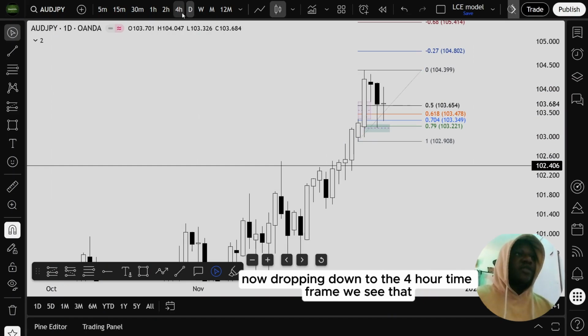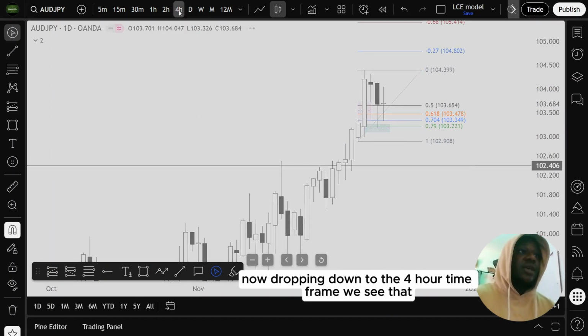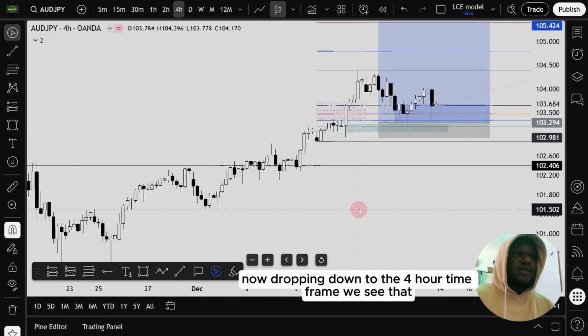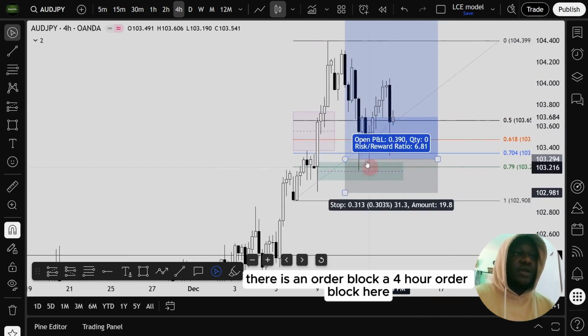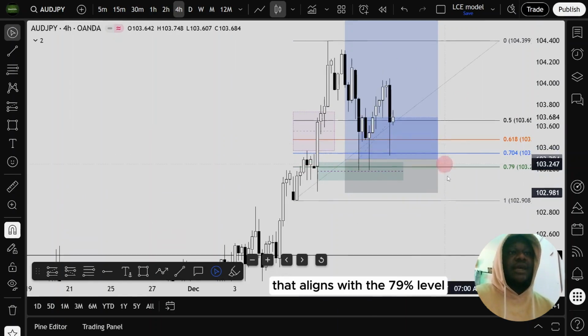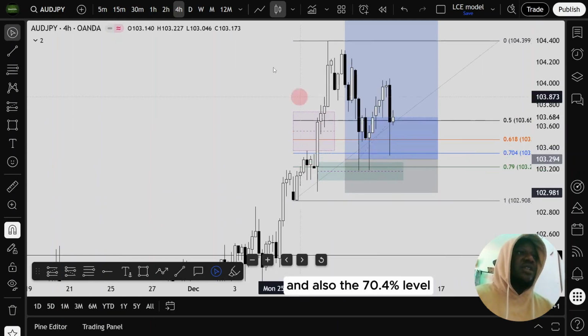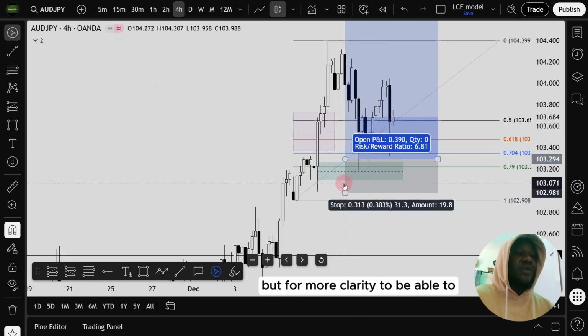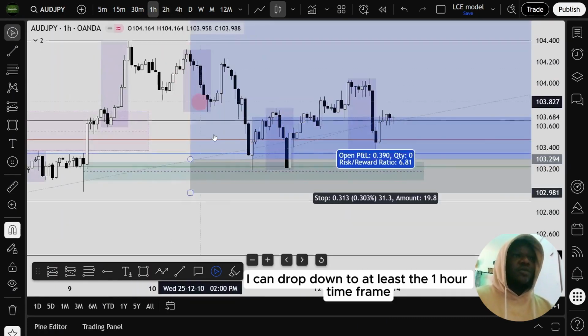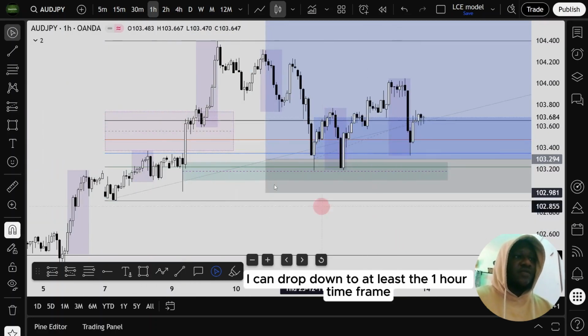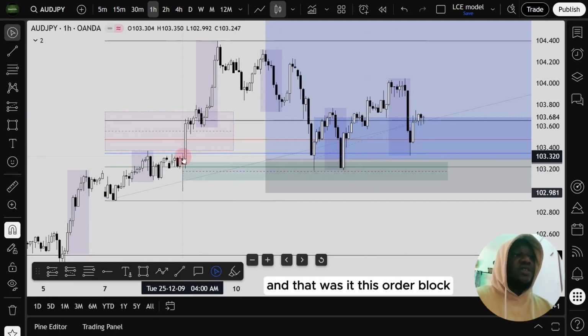This is the daily time frame. Now dropping down to the 4-hour time frame, we see that there is an order block, a 4-hour order block here that aligns with the 79% level and also the 70.4% level. But for more clarity, to be able to get that exact PD array that should cause the bounce, I can drop down to at least the 1-hour time frame, and that was it, this order block.